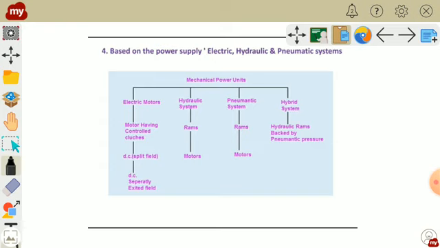Okay. I hope all of you understand the classification of CNC system. Thank you.